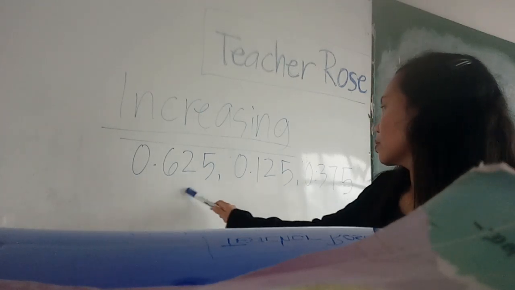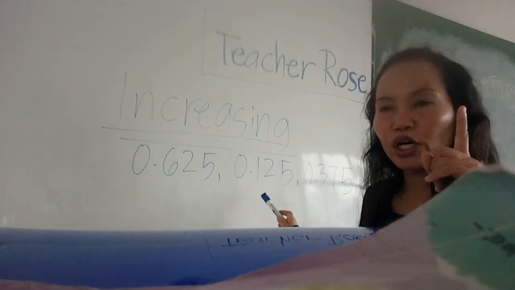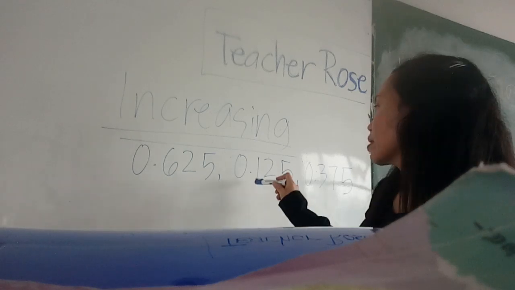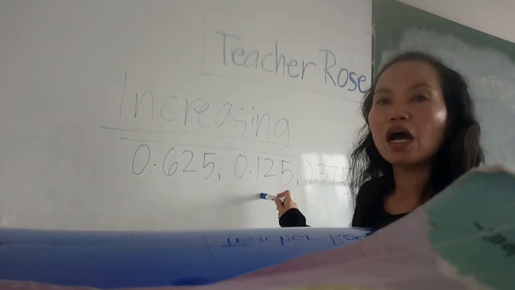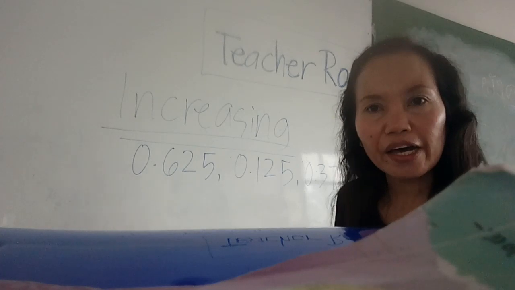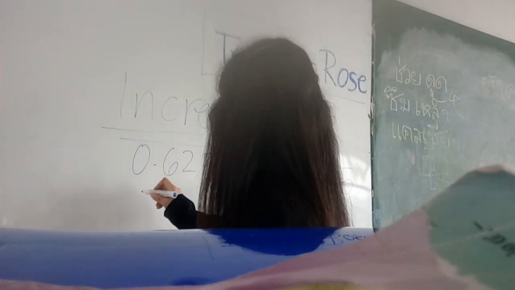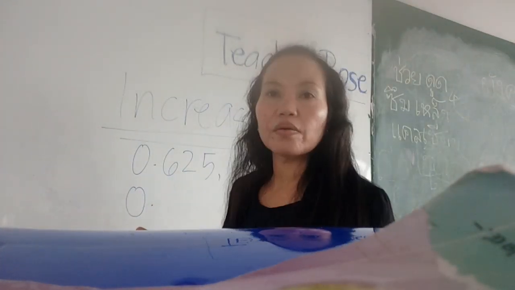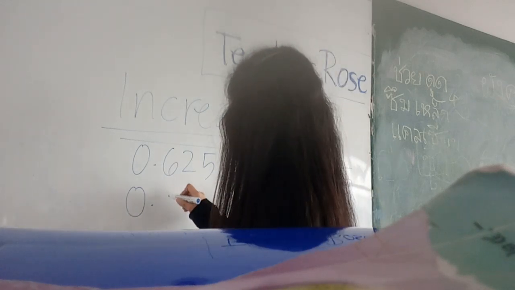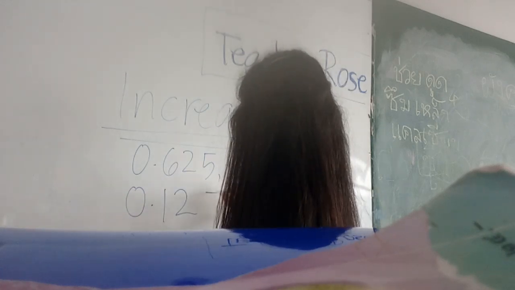So, good. The smallest is 0.125. So that is the decimal number that we are gonna write first. Okay? 0.125.